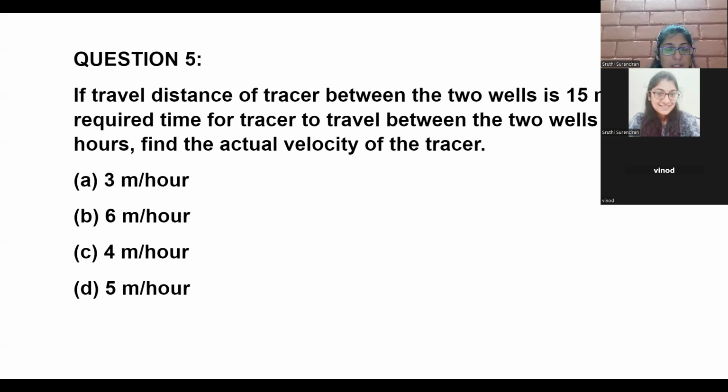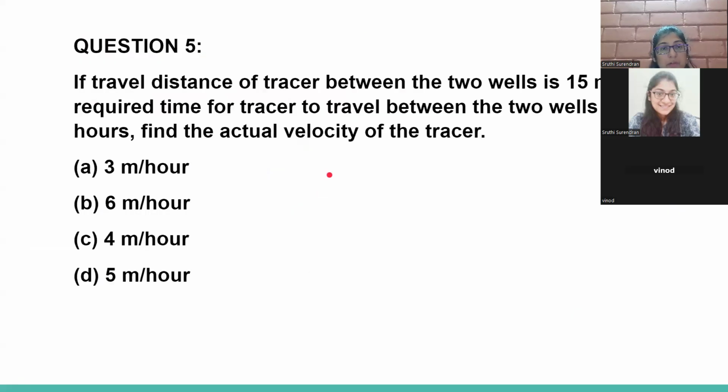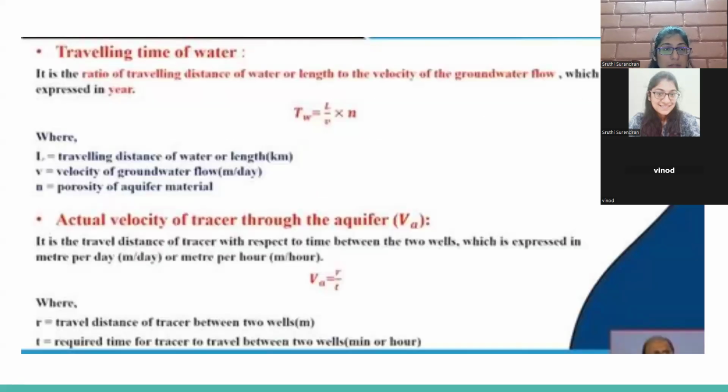Let's move on to the answer. So what we are talking about here is the actual velocity of the tracer. I would like to discuss these two terms, actual velocity of the tracer and traveling time of water. If they ask you what the traveling time of water through this porous media or the groundwater flow is, it is basically the ratio of the distance traveled by water, or the length through which the water is traveling, to the velocity of groundwater, times the porosity of the material. So if they ask you for the traveling time of water, we can't just divide the length by velocity. We have to multiply it with the porosity of the aquifer material.